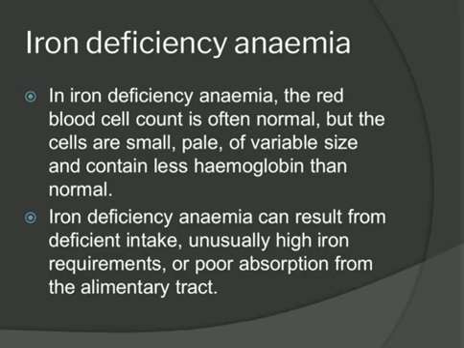Now the first type of anemia is iron deficiency anemia. It mainly occurs due to the deficiency of iron. This is the most common form of anemia in many parts of the world, right?